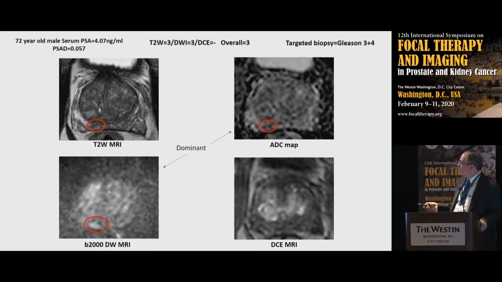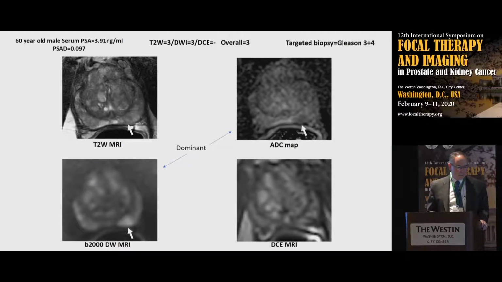There's a vague lesion in the peripheral zone. It's vague on the ADC. It's a little bit high on high B value, and its enhancement is questionable. So we call this a PI-RADS 3, and it's positive on biopsy.